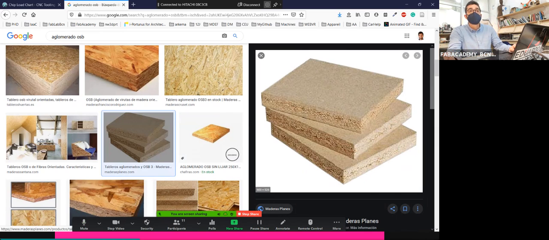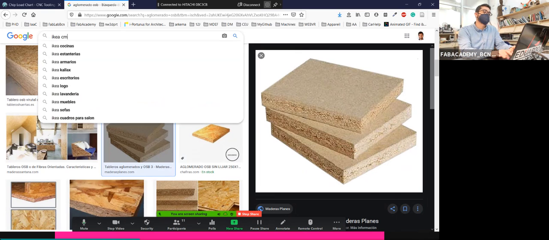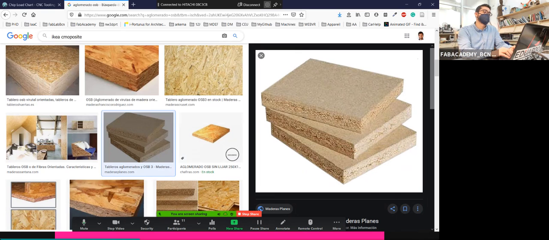It's cheap. And then IKEA, you have the composite board that is wood, cardboard core, and wood in the exterior. That is IKEA composite cardboard core. That is the cheapest furniture of IKEA, usually made like this.